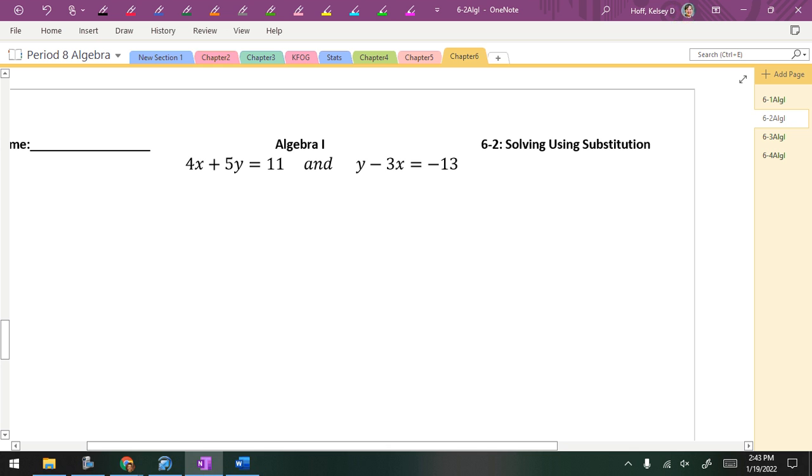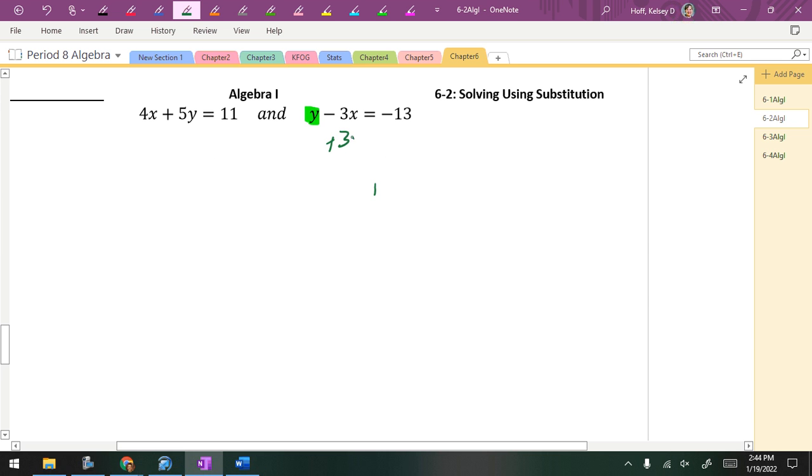Let's just talk. I won't make us do this whole thing start to finish, but what's the first thing I should do on this problem? Why, Alexa? Very good. This y has a 1 coefficient, so I want to get that y by itself. What would I do to get that y by itself? Add 3x, so you'd end up with y equals 3x minus 13, or you could go -13 plus 3x, right? And then plug it in. Do you want to work through that one, or are you good?